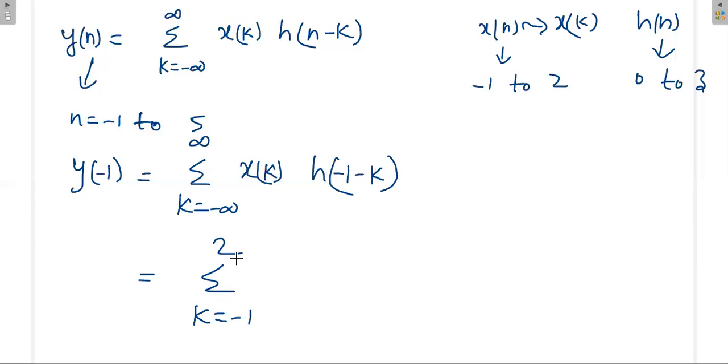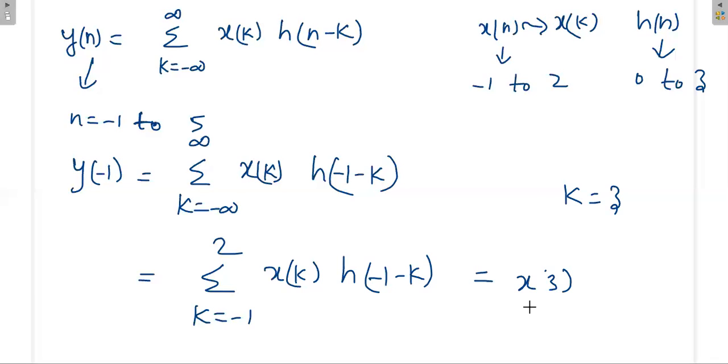Even if you go beyond that, definitely you will be getting 0. Just now we'll try to understand that. Suppose k is going from -1 to +2. Let us choose k is 3, for example. If I choose k equal to 3, what will happen? If you substitute k is 3 here, first of all, you will be getting x of 3.